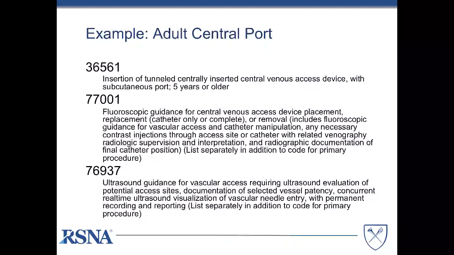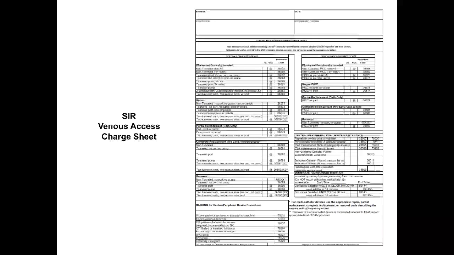That's the surgical code. 77001 describes the fluoroscopic guidance, and 76937 describes the ultrasound guidance. In most of these cases, you're going to use all three of those. Now, how will you know to look for all these 3 codes? Again, you could page aimlessly through the CPT book, or you could use your SIR resources.